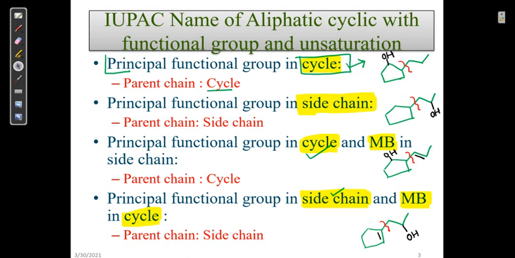The first is, suppose if it is here, then the word root we have to give is, this is my word root. So how many carbons are there? 5. So pentane. But it is not a simple pentane, we have to write a primary prefix, that is known as cyclopentane.